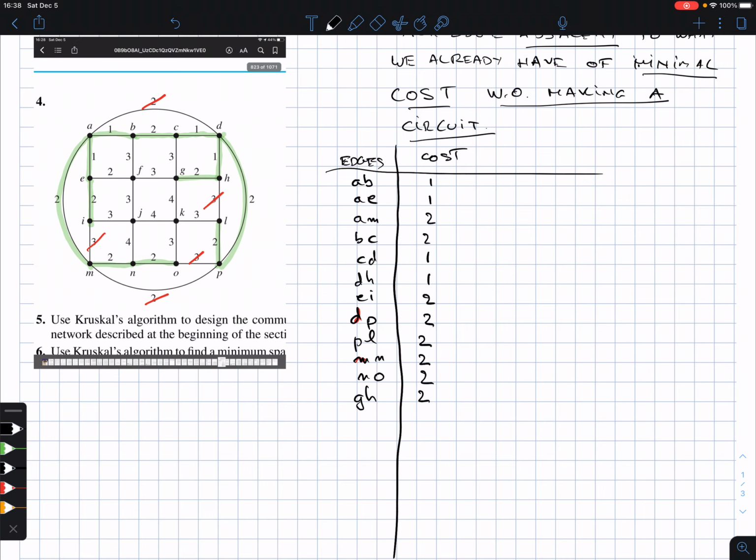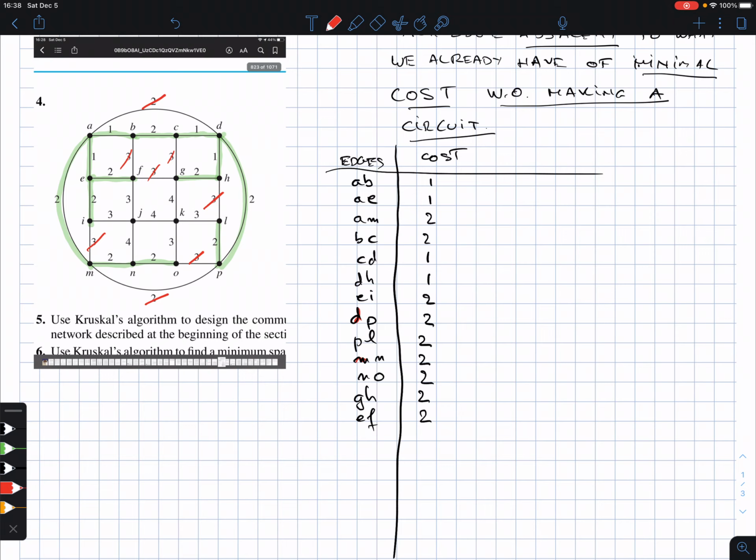I see another one here. EF. Oops. EF also is cost 2. And that rules out quite a lot here because now this would create a circuit, this would create a circuit, and this would create a circuit. So I don't even have to look at those anymore.